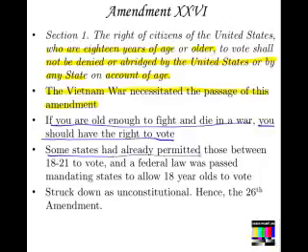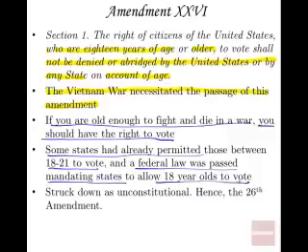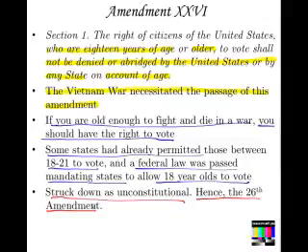Some states had already permitted those between 18 and 21 to vote, and a federal law was passed mandating states to allow 18-year-olds to vote. But this was struck down as unconstitutional. The idea was, what right did the federal government have to dictate to the states that someone could be 18 years old and be required to vote? There's nothing in the Constitution that allowed for that. So, hence, the 26th Amendment to the Constitution really rectified this situation.